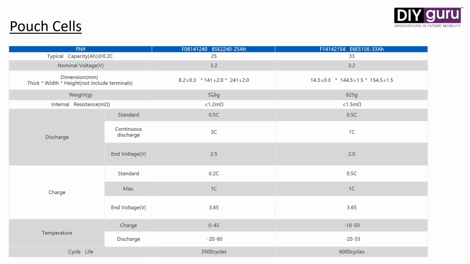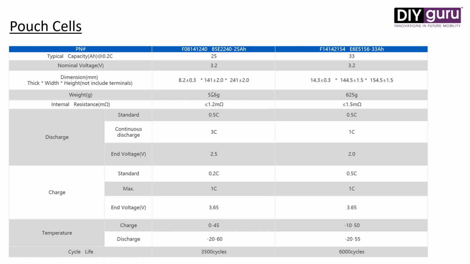And discharge, standard is 0.5 C continuous discharge. It could take up to 3C continuous discharge, and voltage is 2.5 volt, or even lesser, it could go as low as 2 volt also. And if you talk about the peak voltage, it is 3.65 volt.